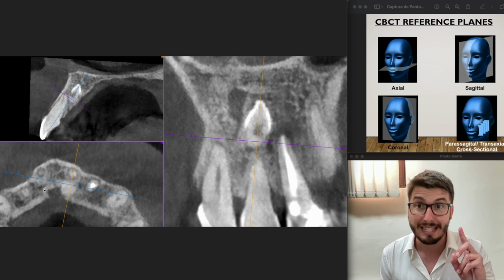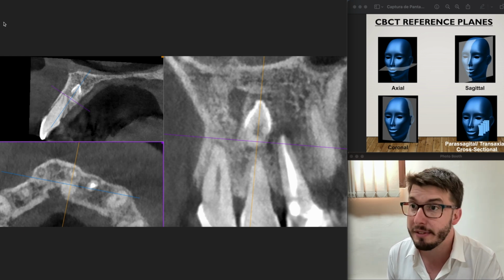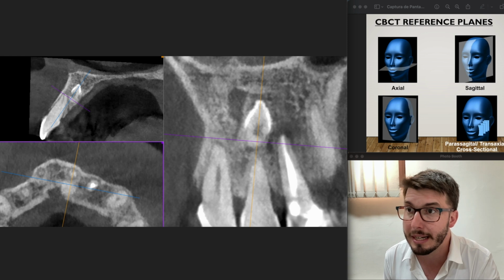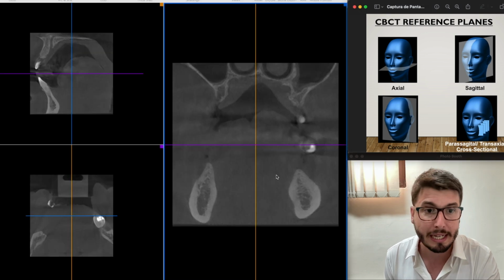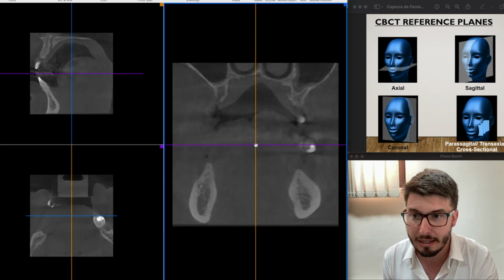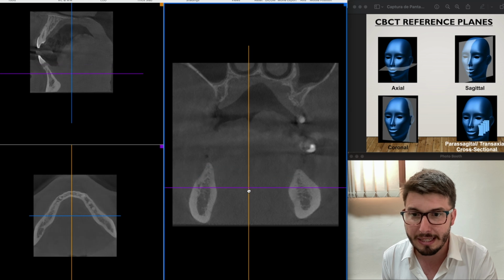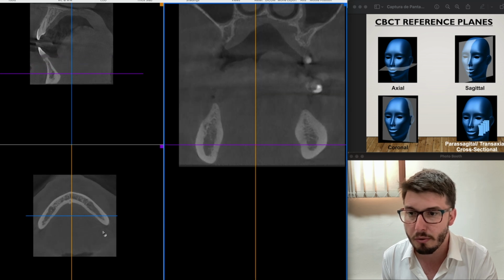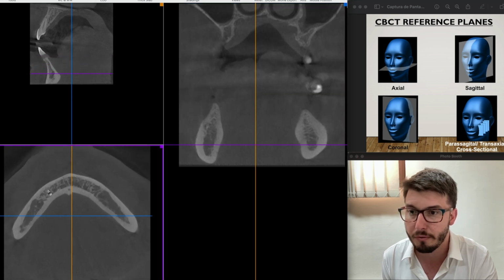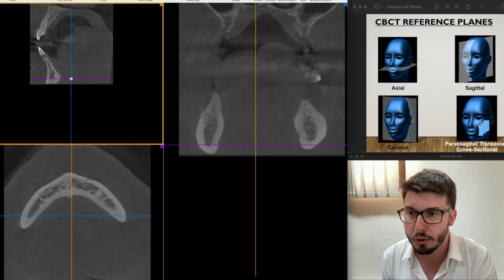So now let's analyze the CBCT together. We are going to navigate through the CBCT together. Let me remove now this picture here. And now we have the true CBCT, okay? So let's start by the mandible. We focus now on the axial view here. Okay, so the axial plane, and we are going to go from bottom to the top.